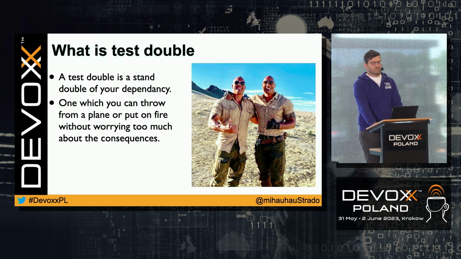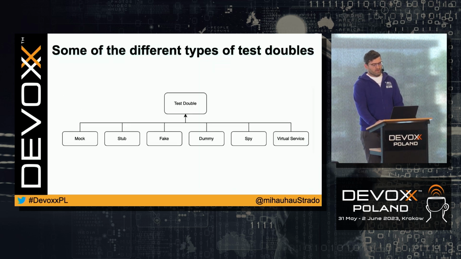So a test double allows us to decouple the application from unnecessary dependencies. It lets the developer focus on developing code and not worry about the additional overhead that comes with multiple dependencies in the application. There are many different types of test doubles, and mostly they are categorized as mocks, stubs, fakes, dummies, spies, and virtual services. Even though those names may sound nefarious, they are quite easy to understand.